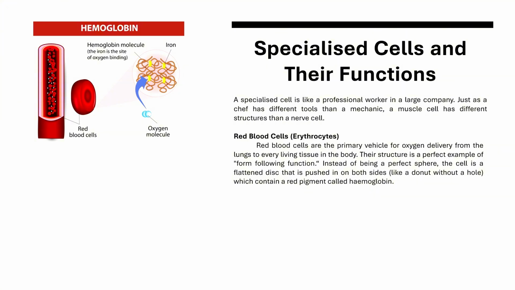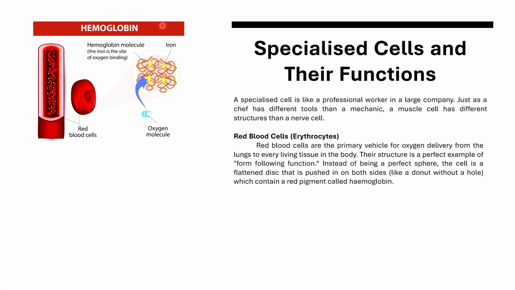These are also called erythrocytes. Their job is to deliver oxygen from your lungs to every single tissue in your body. And to do this perfectly, it adopts a biconcave disc shape, like a donut. This is the shape of a red blood cell, like a donut without the hole.